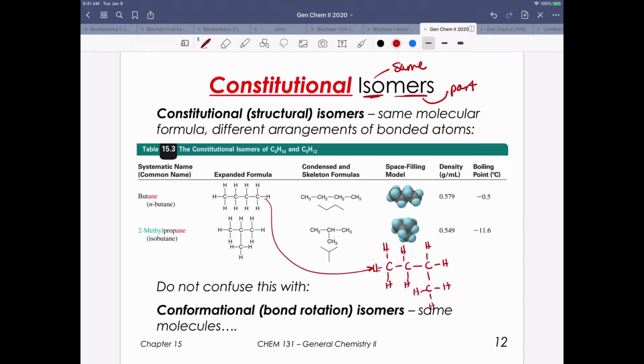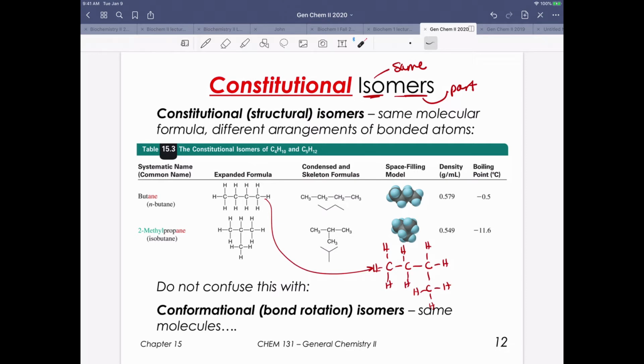Now, it might look like I drew something different, right? Because this molecule here is a straight line. This one is bent. But remember, all that I needed to do is bend and rotate my bonds to get to this molecule. So these two are really the same molecule. They're not isomers of one another. They're identical.